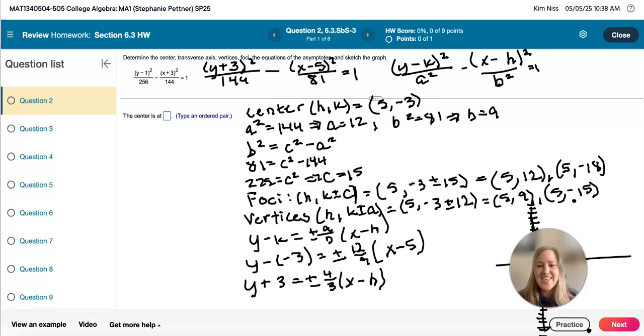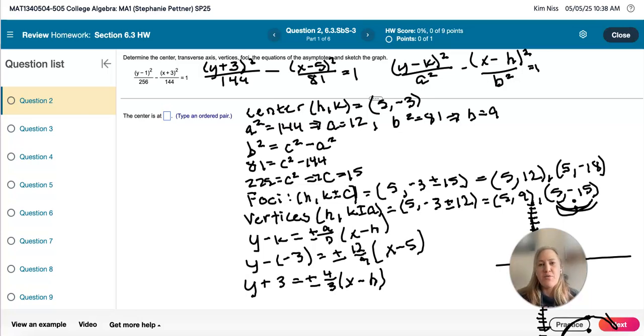And then you have vertices at (5, 9), somewhere around here, and another one at (5, −15), somewhere around here. It's going to be a vertical transverse axis, so the graph is going to go something like this.